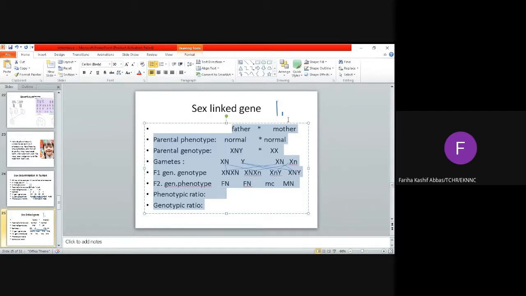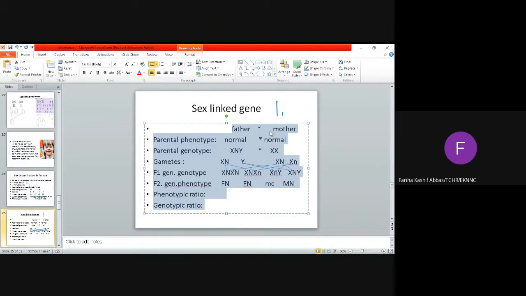If both the parents are normal, and their first child is abnormal, meaning their first child is color blind, then how can you show it with the help of a completely labeled genetic diagram?